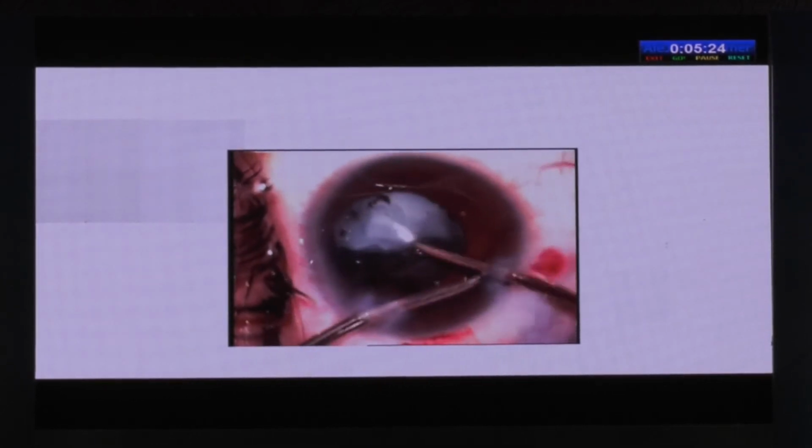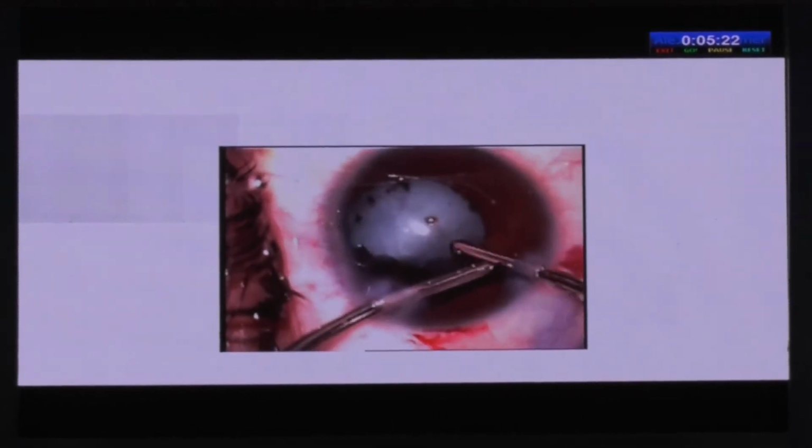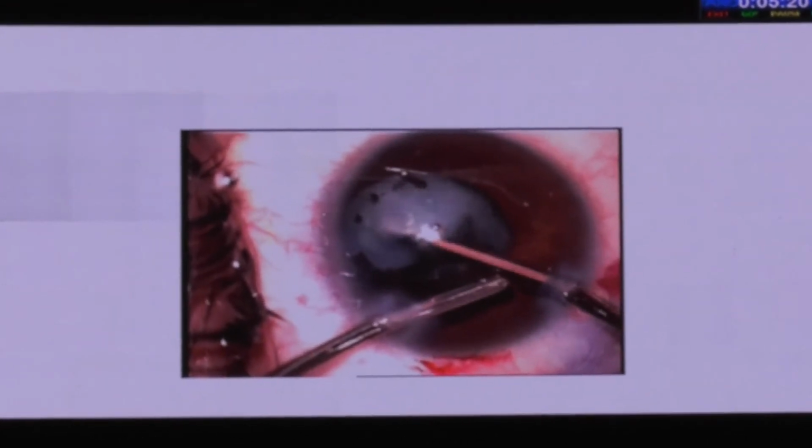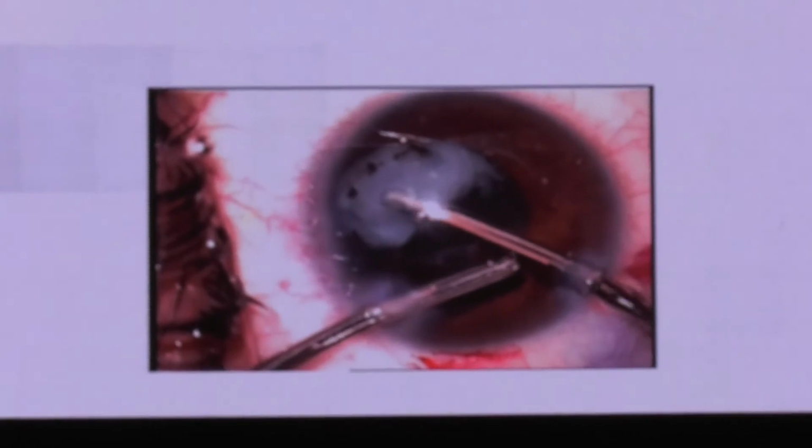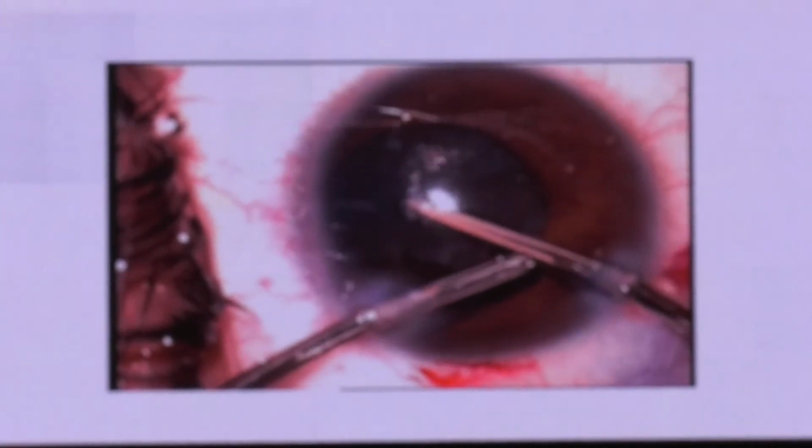So in a child, the IA is easier. You can just use a bimanual IA. You don't need to make an incision in the beginning for the IOL implant. So the AC is well formed. Then you can enlarge the wound later to put in the IOL.